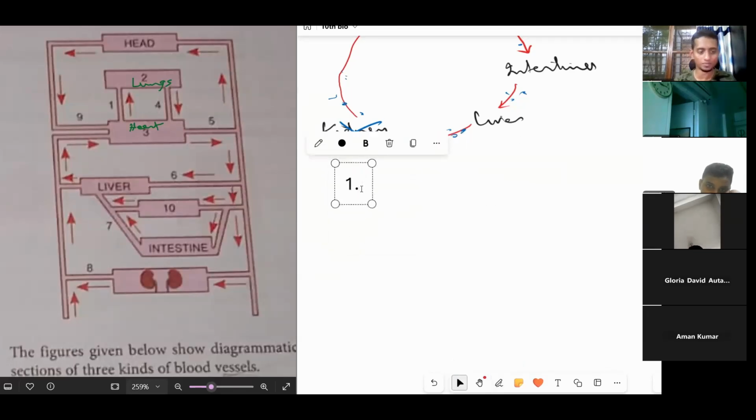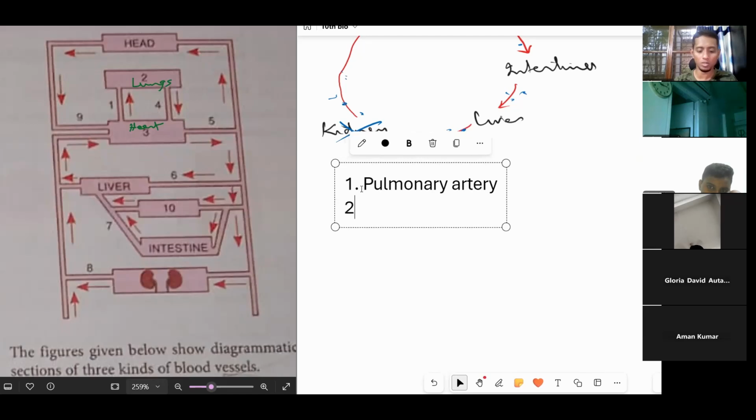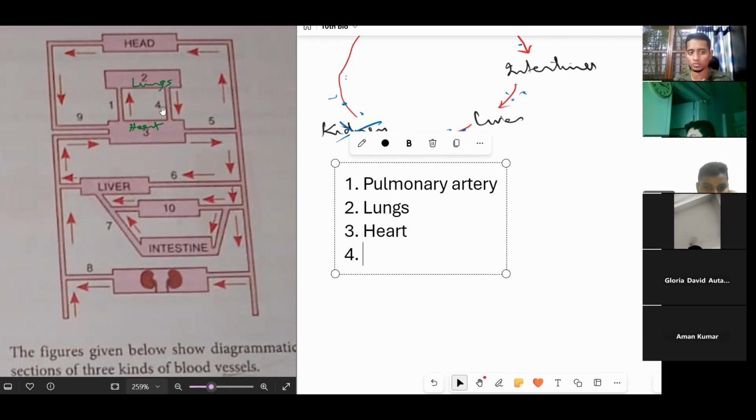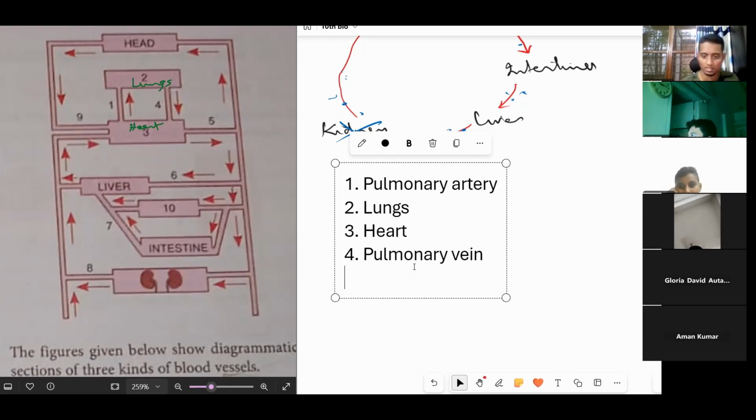So number one is what? Pulmonary artery. Number two is lungs. Three, heart. What's number four? It's coming from lungs to the heart. Yeah, what is it? We're done with this already, you should know this. Pulmonary vein. Vein is bringing the blood back to the heart.